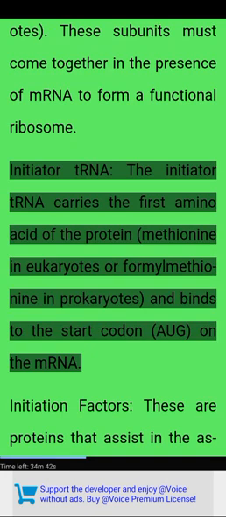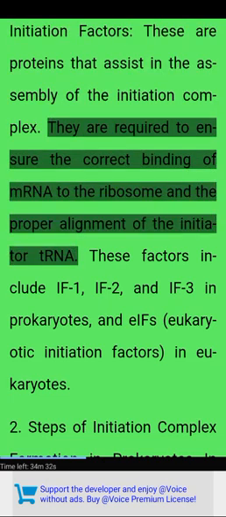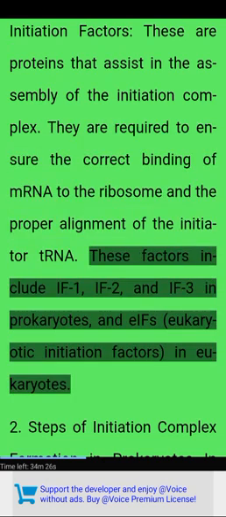Initiator tRNA: the initiator tRNA carries the first amino acid of the protein, methionine in eukaryotes or formylmethionine in prokaryotes, and binds to the start codon AUG on the mRNA. Initiation factors: these are proteins that assist in the assembly of the initiation complex. They are required to ensure the correct binding of mRNA to the ribosome and the proper alignment of the initiator tRNA. These factors include IF1, IF2, and IF3 in prokaryotes, and eIFs, eukaryotic initiation factors, in eukaryotes.